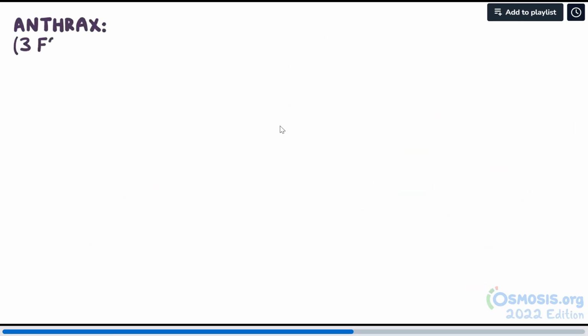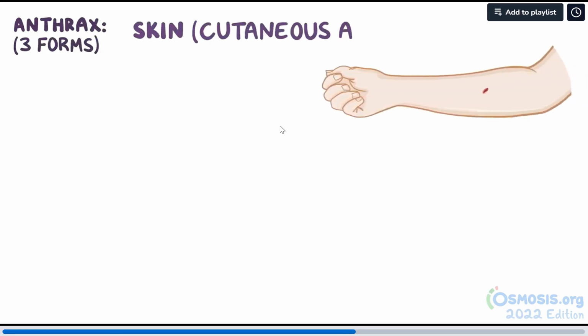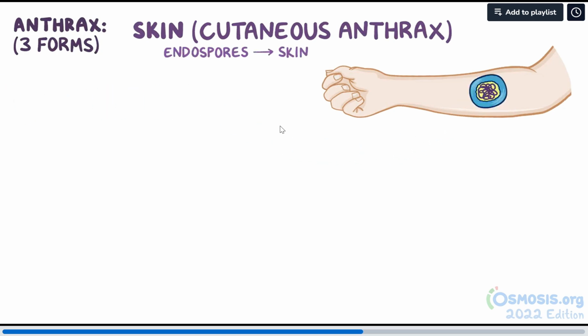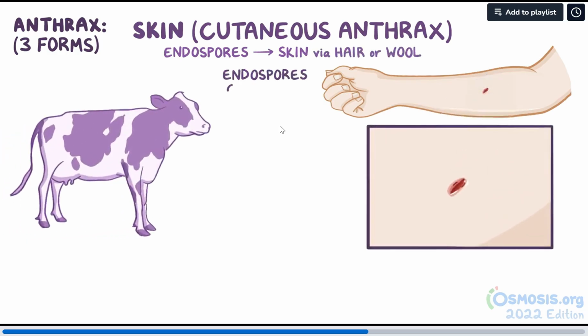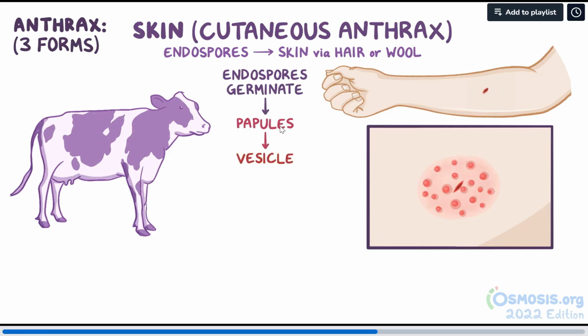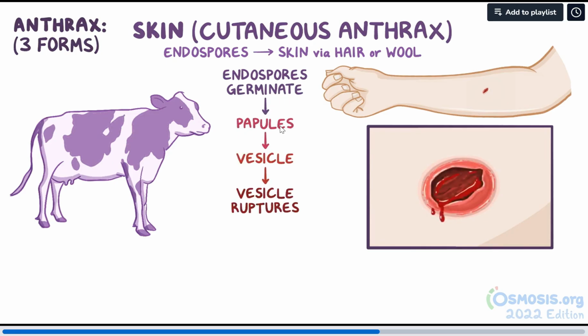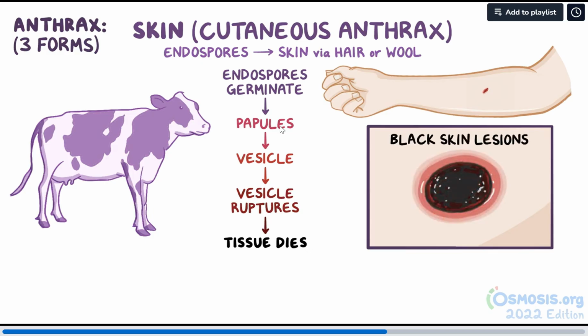Clinically, anthrax has 3 forms. Skin, or cutaneous anthrax, is the most common form of the disease and results when endospores come in contact with an open break in human skin, usually via animal hair or wool. Here, the endospores also germinate locally, producing both additional spores as well as active bacteria that form painless small red bumps or papules that eventually become a large vesicle, or a fluid-filled sac that ruptures. After rupture, the surrounding tissue begins to necrose or die, leaving behind a characteristic painless black skin lesion called an eschar.